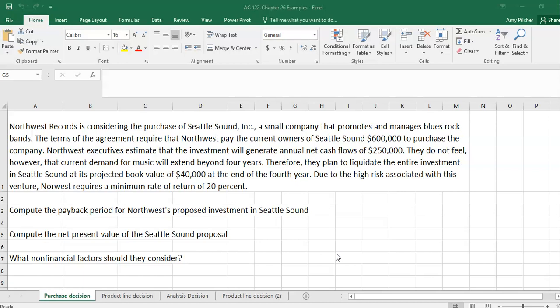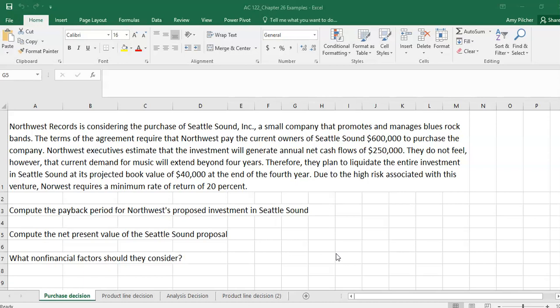This first example, we have a record company who's going to purchase another company. The purchase price is $600,000. They believe the investment is going to increase their annual net cash flows by $250,000 and last for 4 years, or have a 4-year useful life with a salvage value of $40,000. It's a high risk investment, so they're looking at a minimum rate of return of 20%. So we're asked to compute the payback period and the net present value.